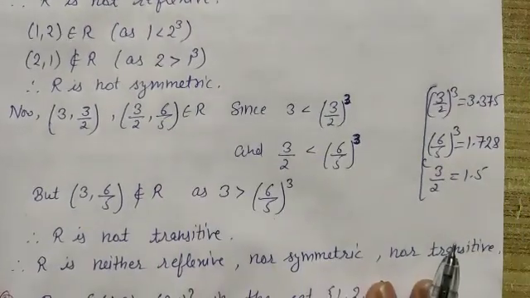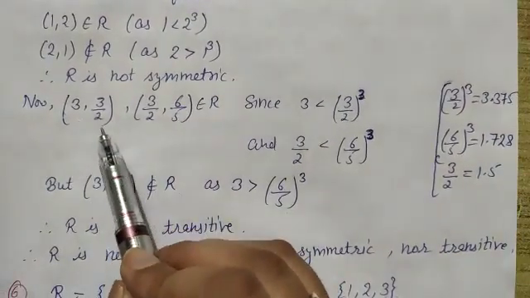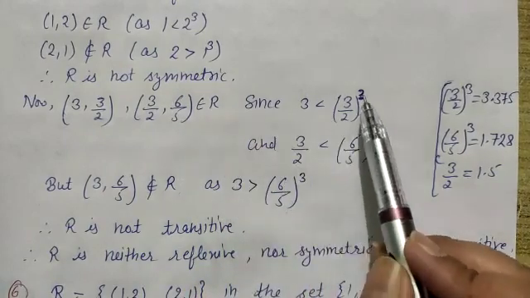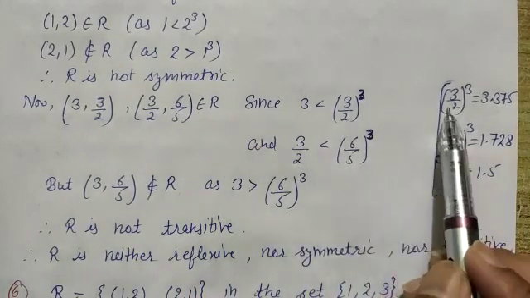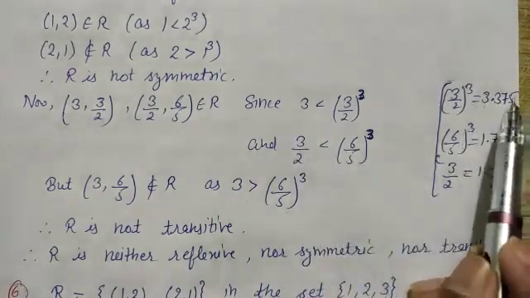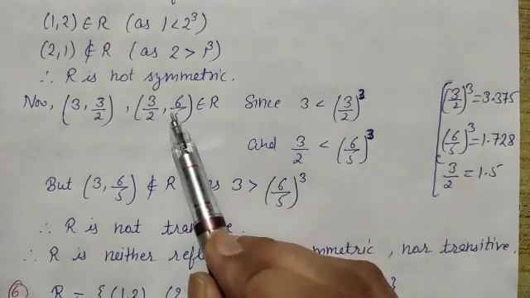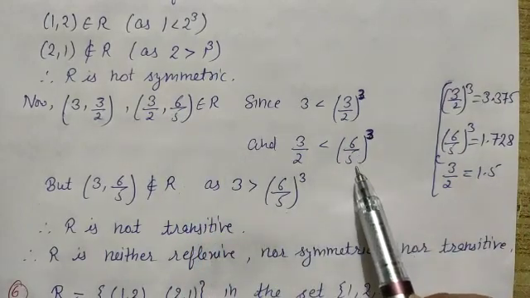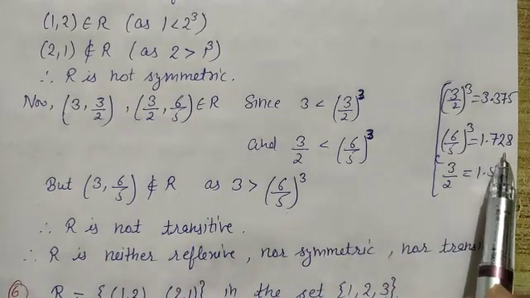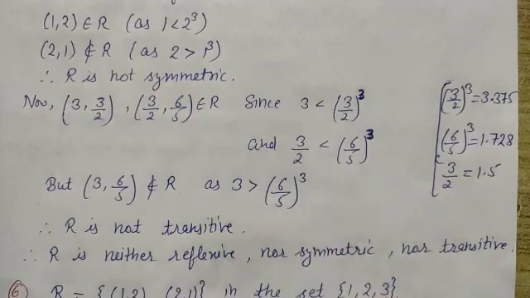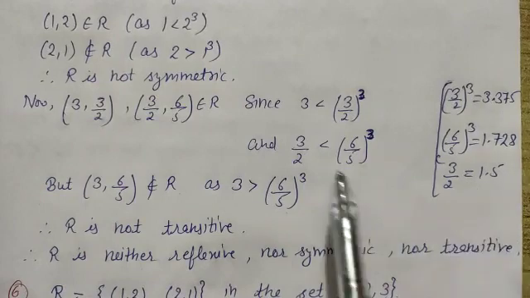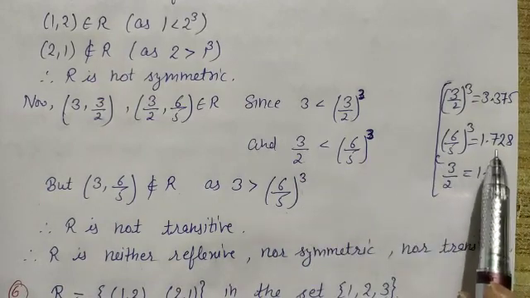Now for transitive: (3, 3/2) and (3/2, 6/5) belong to R. Since 3 is less than the cube of 3/2. Cube of 3/2 is 3.375. 3 is less than 3.375. And 3/2 is less than the cube of 6/5, and the cube of 6/5 is 1.728 and 3/2 is 1.5. So 1.5 is less than 1.728.